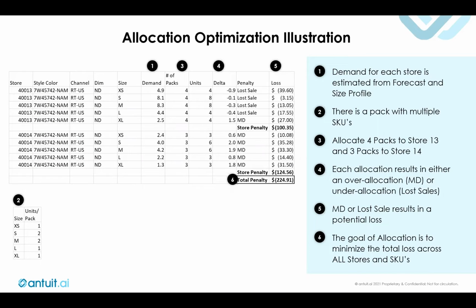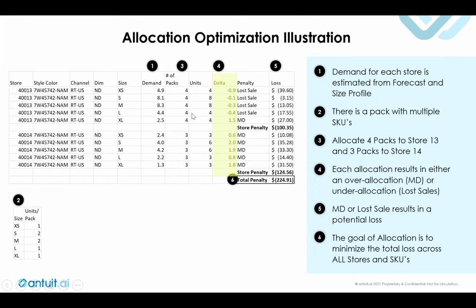So let's take a simple illustration. Let's say there are two stores, 40013 and 40014. This is a product which runs extra small to extra large. And we have the demand for each store size, and we have this in the demand column. And in this case, we have a complex pack where each pack has extra small to extra large in a 1-2-2-1-1 configuration. So we can allocate 4 units of the first pack to store 14.